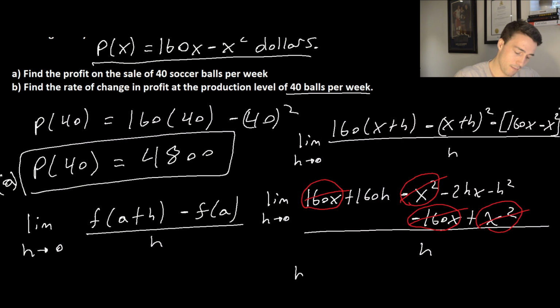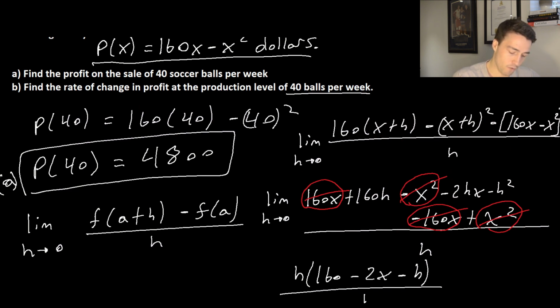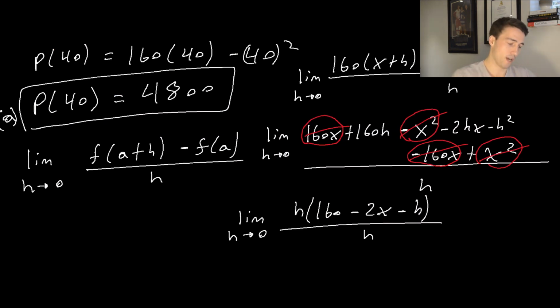And what I'm going to do is factor out an h of the remaining terms. So this is going to be 160 minus 2x minus h, and that's all over h, and of course we're taking the limit as h goes to 0. So now I can cancel out this h on top, and sub in an h value of 0 to the remaining terms, because we don't have that h in the denominator. And what I'm going to get is the instantaneous rate of change of this profit function of soccer balls is 160 minus 2x.